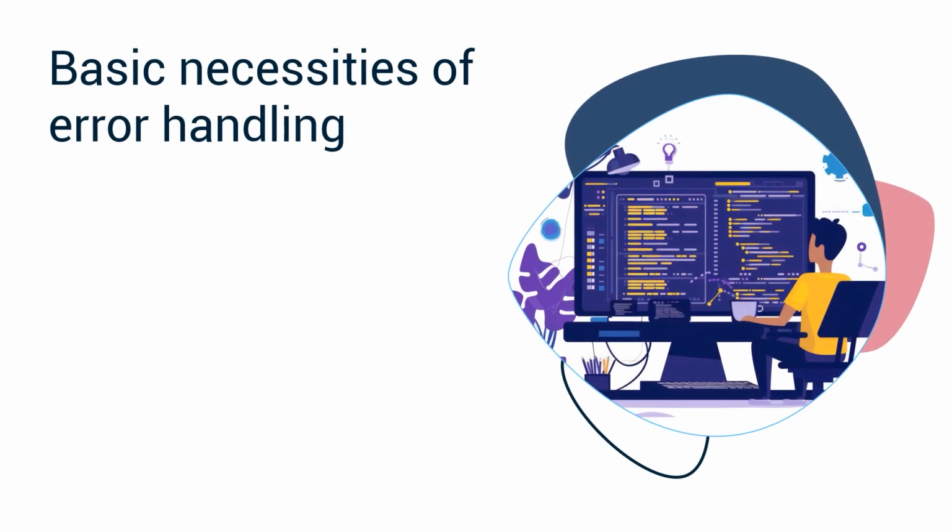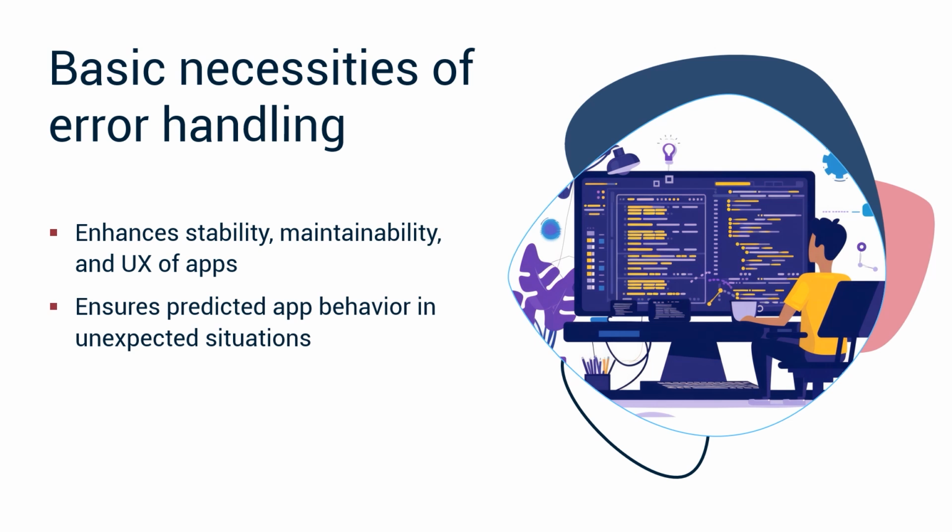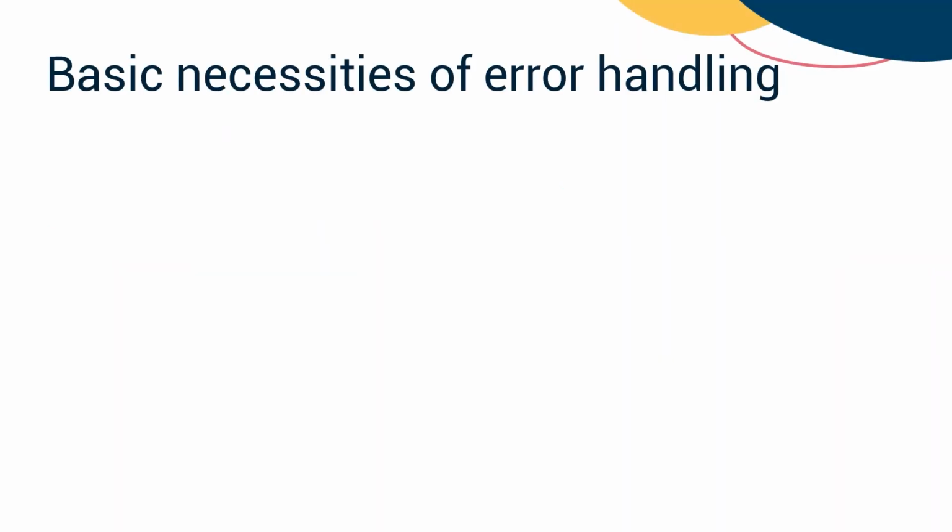Error handling is a critical aspect of software development that enhances the stability, maintainability, and user experience of applications. In React Native, effective error handling ensures the app behaves predictably in unexpected situations like network failures or invalid inputs. Let's learn about some of the key reasons why error handling is essential.